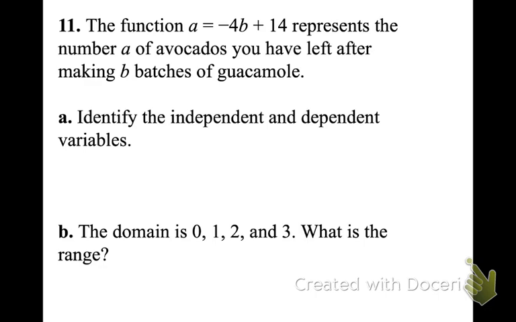A represents the number of avocados you have left after making B batches of guacamole. So, what is our depender here? Our leftovers depend on the amount of batches we make. So A is our dependent. And B stands for batches, that is our independent.